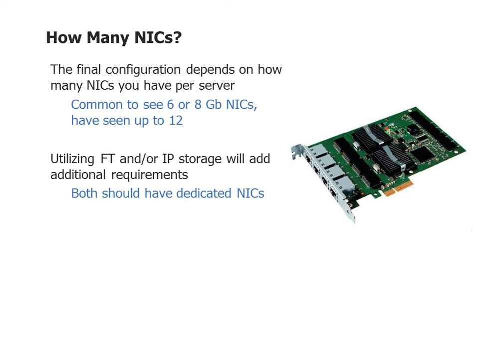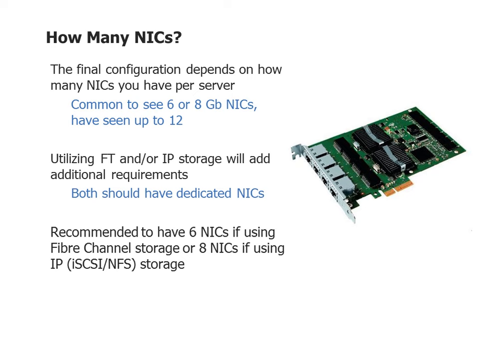Utilizing FT or IP storage adds additional requirements, so both of them really want dedicated NICs. So you take off what you would normally do and then add a couple more for those. Recommended to have 6 NICs for fiber channel, 8 NICs for IP storage solutions. That's just a quick and dirty, and that also considers 1 gig Ethernet, not 10 gig. You can consolidate more with 10 gig. But I don't know if I'd call that a recommendation or just what I see as a very common setup.